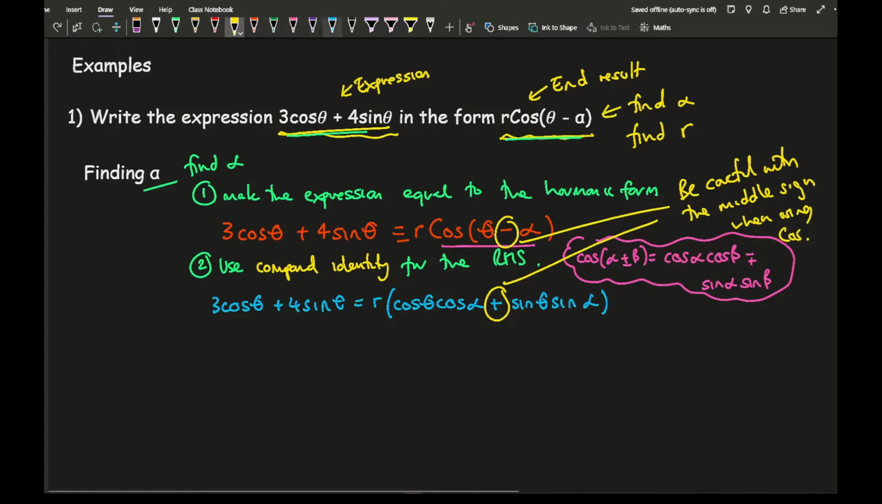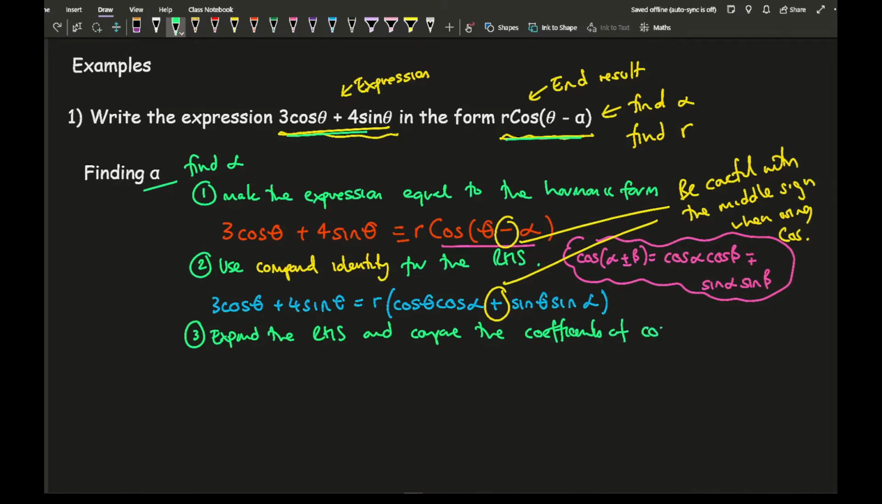So from this, what I can then do is our next step is to expand the right hand side and compare the coefficients of cos theta and sine theta. So what I'm going to do here is expand the right hand side.